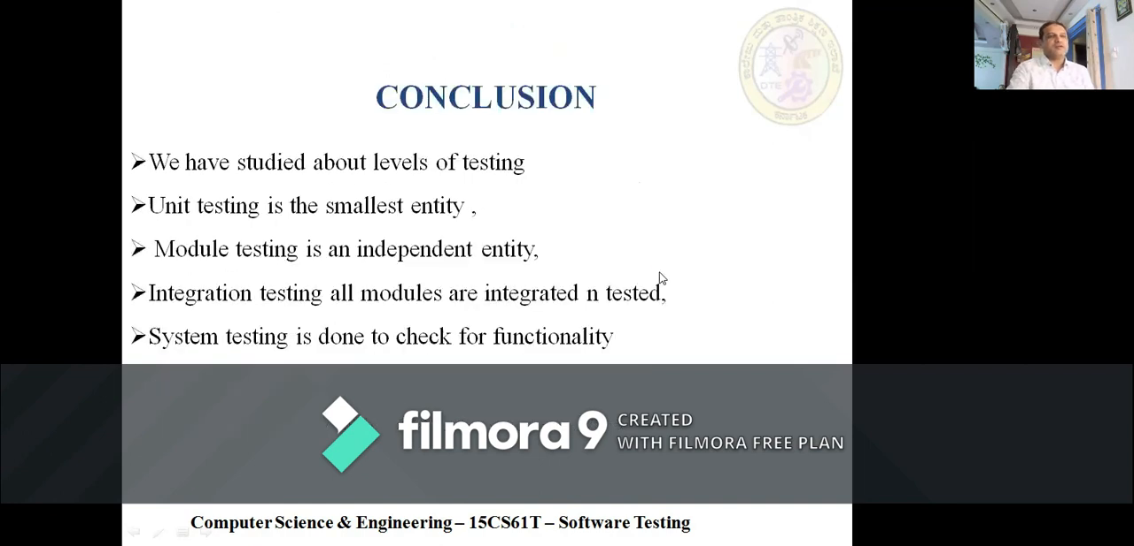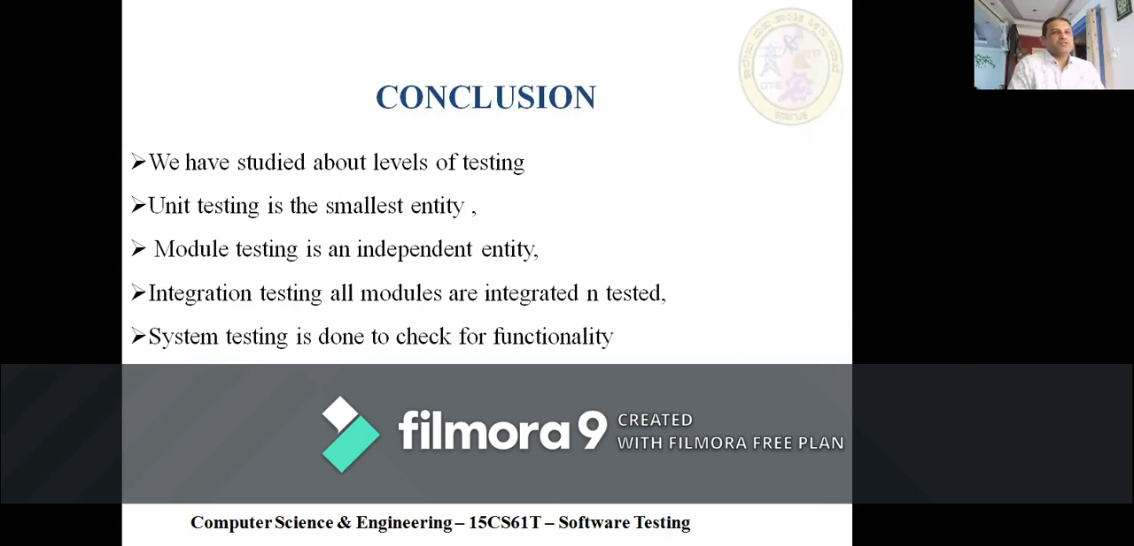So these are the things we have discussed in today's class. Just summarize the things, somebody. What we discussed in today's class: just go through this conclusion. We have studied levels of testing. First, unit testing, the smallest entity. Module testing is an independent entity. In integration testing, all modules are integrated and tested. System testing is done to check for functionality.